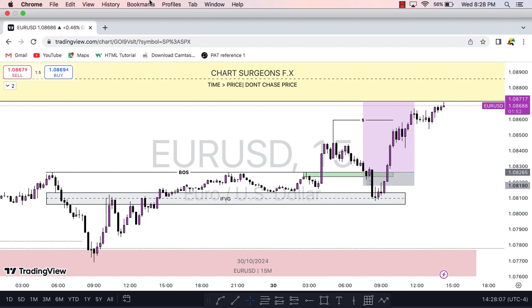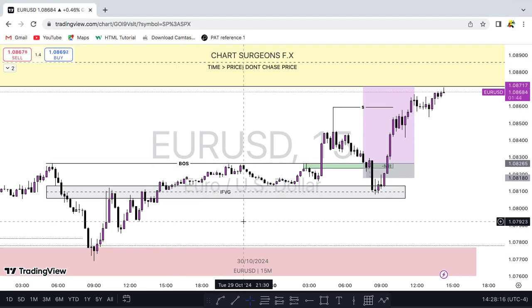Today we're going to be doing the recap for Wednesday, the 30th of October. It was a Euro USD trade. We were looking at the buy and we were taken out, unfortunately. So, in today's recap, we're going to go over, first of all, why I framed the buys for a buy, and secondly, why did we get stopped out.